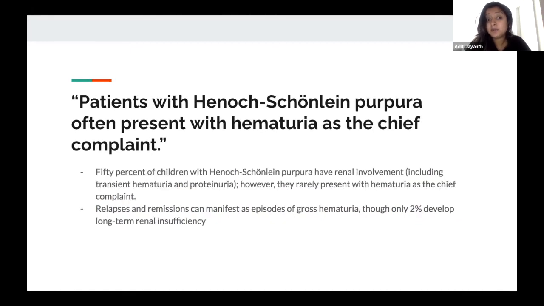Patients with HSP present with hematuria as a chief complaint? About 50% of patients with HSP present with renal involvement, but they rarely present with hematuria as a chief complaint. Usually they'll present more with the physical manifestations, the joint pain or the rash that's classic of HSP. Otherwise, a very small population of kids with HSP actually develop long-term renal insufficiency, about 2%, which is fairly small given the number of patients with HSP that you're generally seeing.